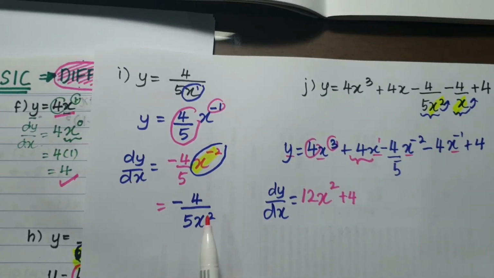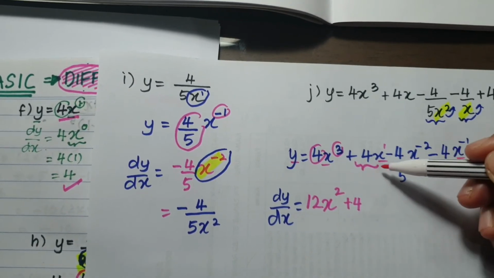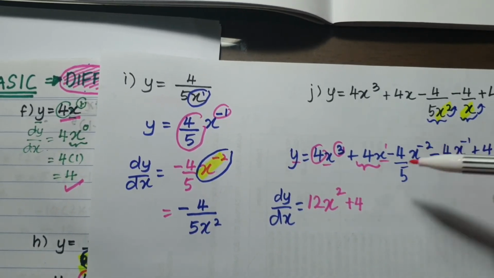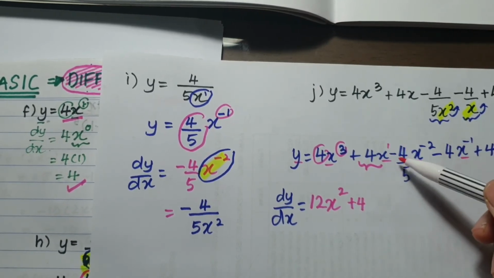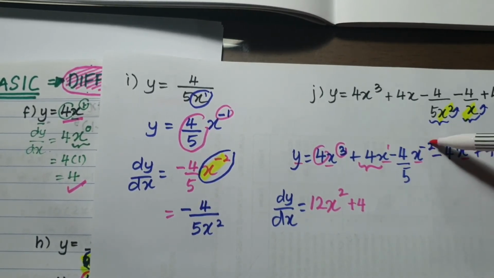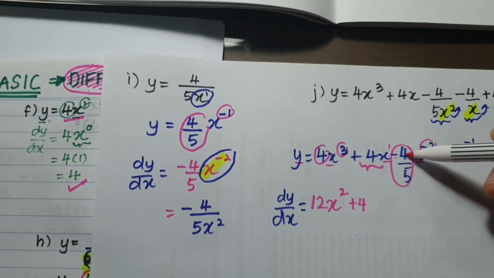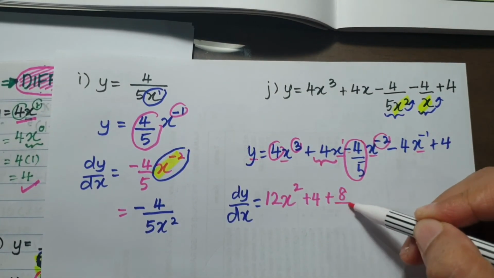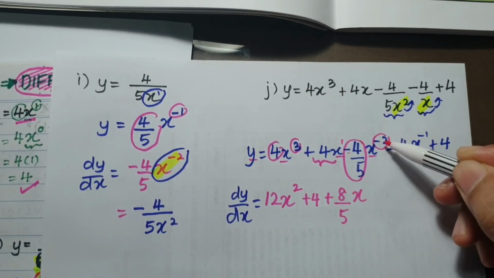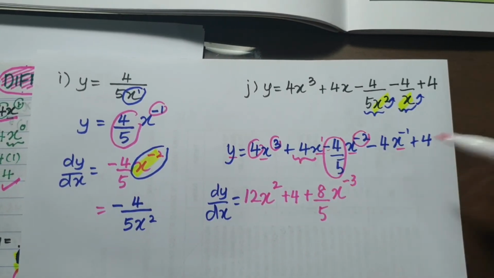Okay, this one, sama juga. Buat apa? Sama, the same. This one is 0, you don't have to write. Sorry, this one is 4x, so the result is 4. Okay, this one, the next one, the same. Multiply the index to the front. Negative 2 times negative 4 over 5 become positive 8 over 5. Copy variable. Index there decrease by 1. Negative 2 minus 1 become negative 3.